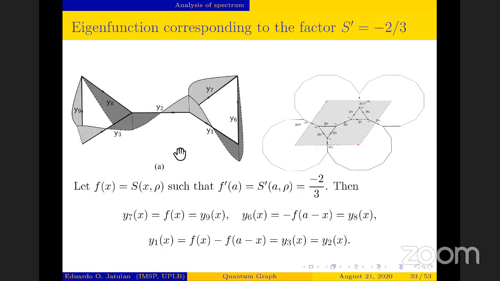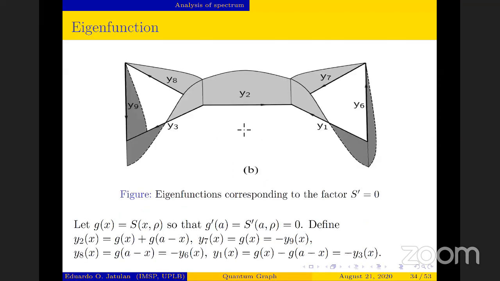It is the same idea here, but I'm going to skip this one. These are just the eigenfunctions corresponding to the pure point spectrum.